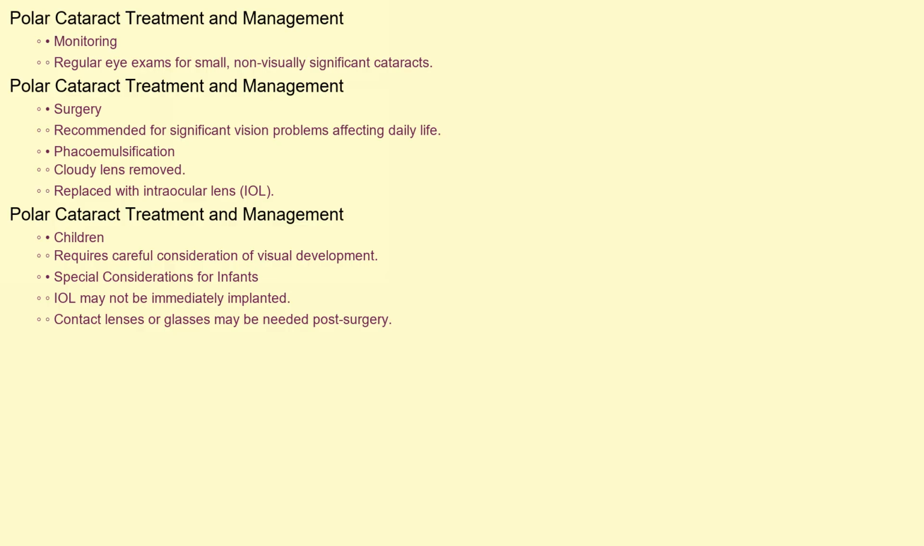The treatment and management of polar cataracts depend on the severity of the visual impairment. Small, non-visually significant cataracts may only require monitoring with regular eye exams. If the cataract is causing significant vision problems that interfere with daily activities, surgery may be recommended. The most common surgical procedure is phacoemulsification, where the cloudy lens is removed and replaced with a clear artificial lens, or intraocular lens, IOL. In children, especially infants, cataract surgery requires careful consideration of the child's visual development. Sometimes an IOL may not be implanted immediately, and the child may need to wear contact lenses or glasses after surgery.